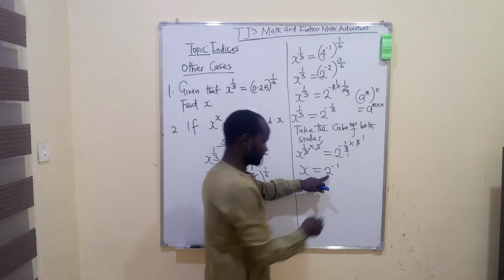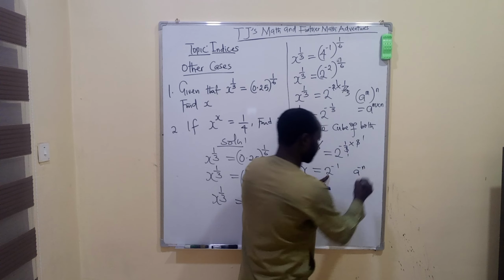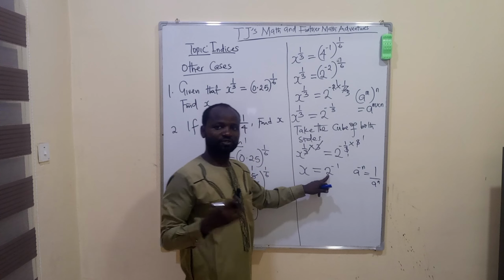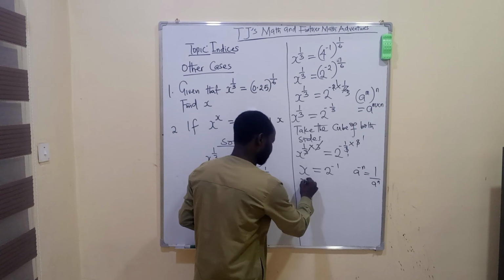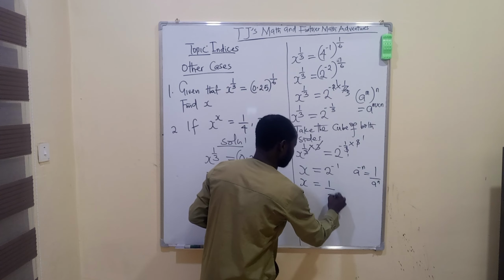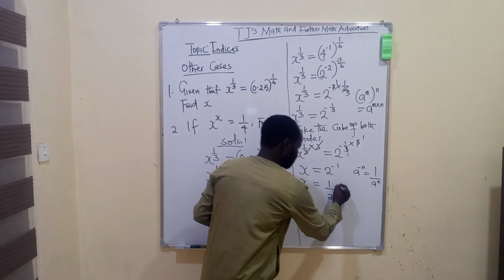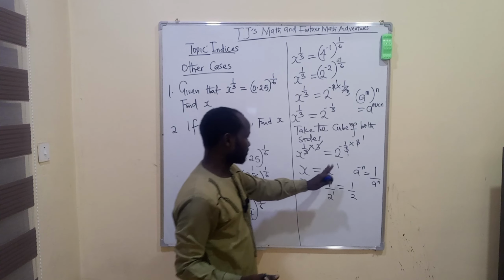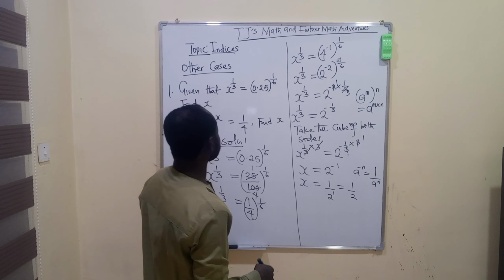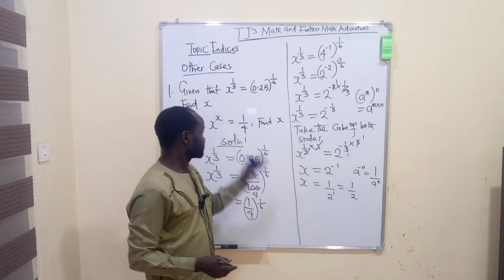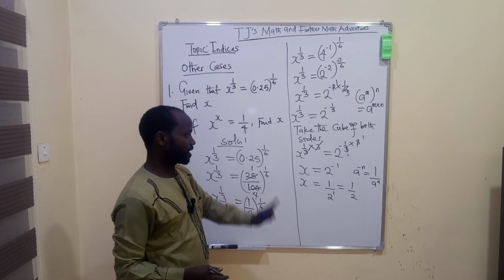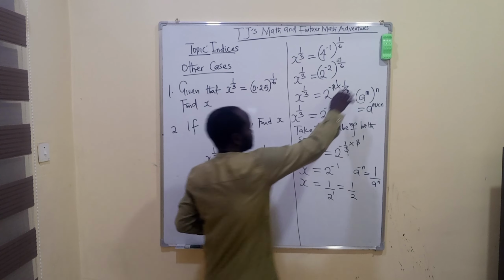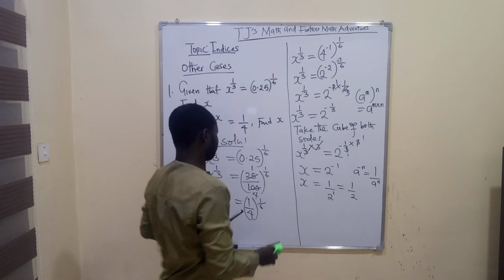Using the negative law of indices, if you have a power minus n, this is the same thing as 1 over a power n. So x now will be equal to 1 divided by 2 power 1. Of course, this is the same thing as half, because 2 power 1 is 2. So the value of x is half. In this question 1, our x is half. Let's move to question 2.